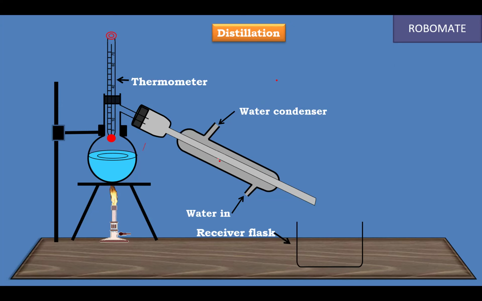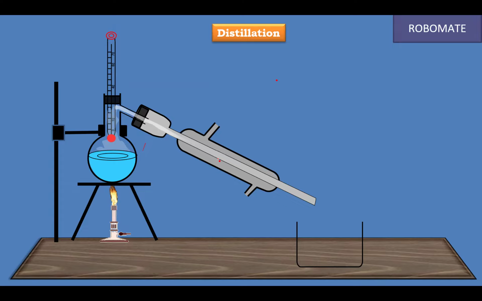So we are heating it, right? So now suddenly vapors will come up. Look here, see, vapors are coming. They are entering. Now, once the vapor enters into this, it will convert into again what?